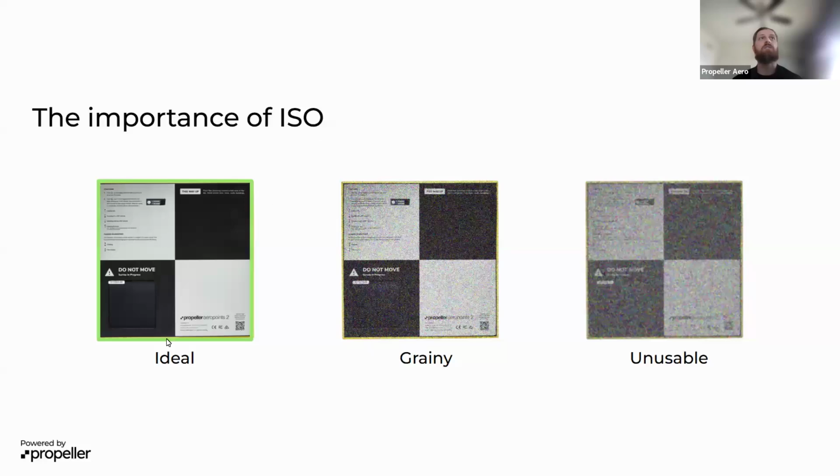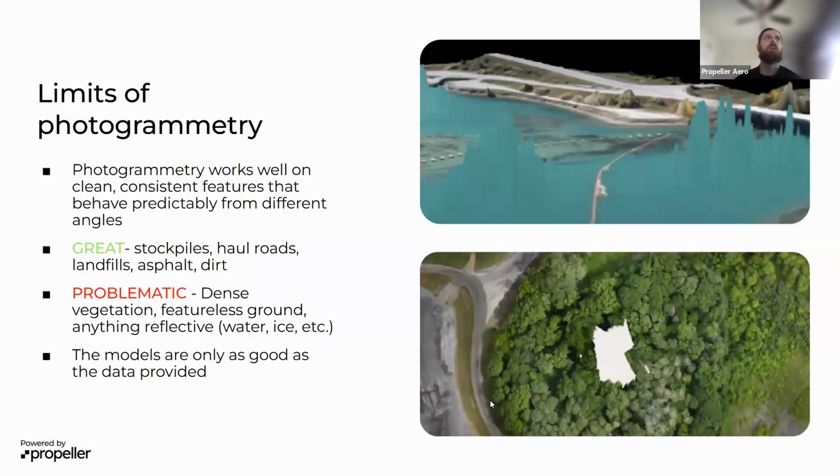So ISO, you can see this is ideal, again, nice and crisp. The higher the ISO is, the more grainy those images get, and then it becomes more difficult for images to be stitched together. So that's the importance of ISO. We really want to avoid this really noisy, grainy effect here.